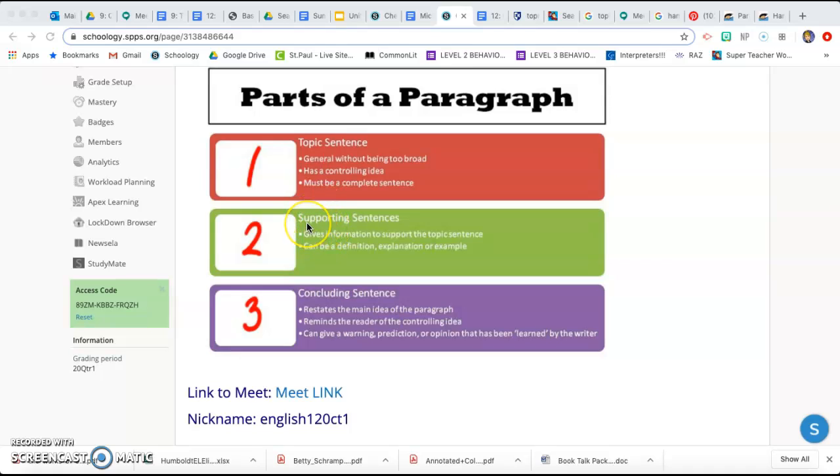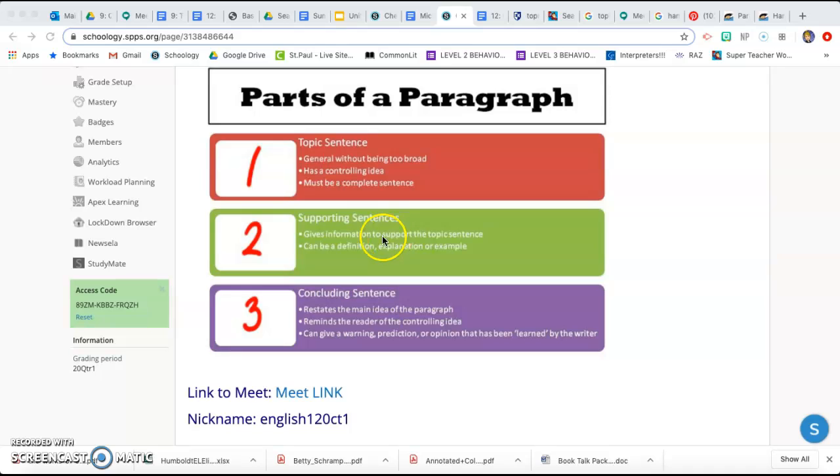Then in the middle, you're going to have what are called supporting sentences. These need to connect to this. So your topic sentence is going to be first, but this is going to give us the details. They have to be related to each other. We can't just say, I was born in Thailand, and then in the next sentence say, in America, I go to Humboldt High School. Those ideas don't connect. You need to make sure that they do connect, and you can make those two ideas connect, but you need to make sure you have some support. So this gives us information to support the topic sentence. Sometimes it's a definition, an explanation, or an example.